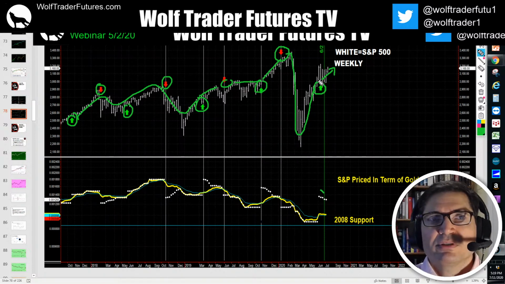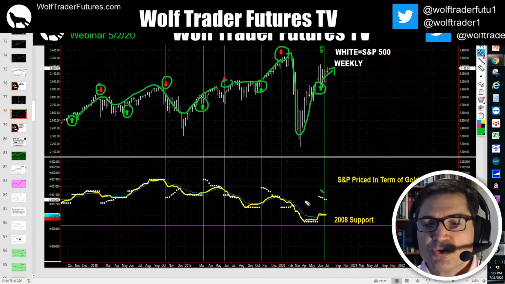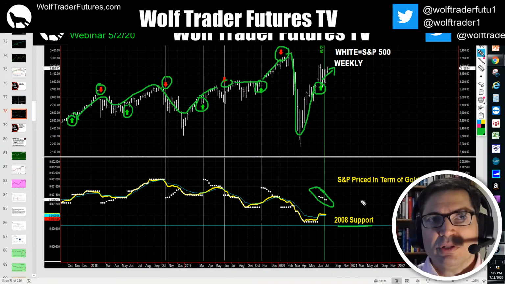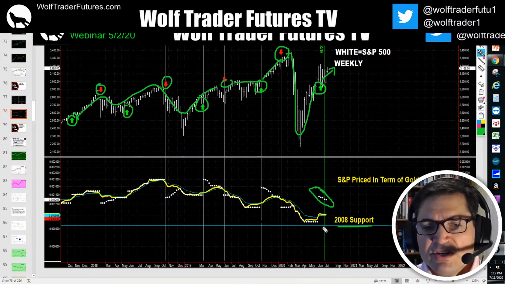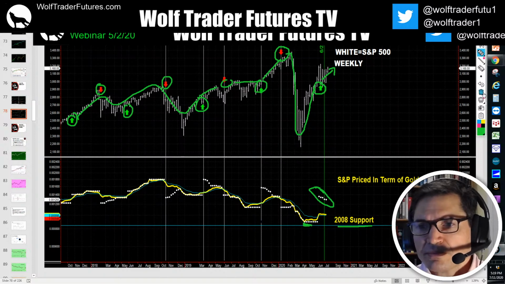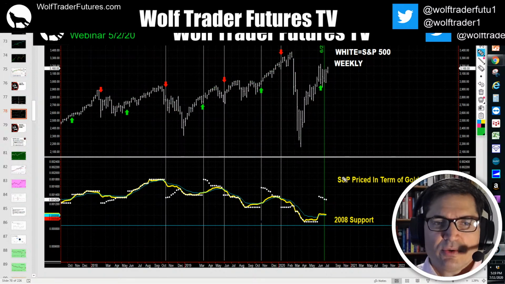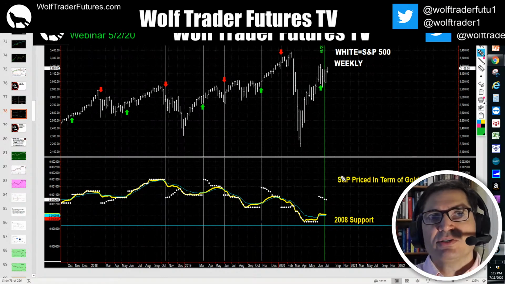Some people believe baskets of commodities are money. But I do track this in terms of gold because it does track the market well. And this went all the way down to a 2008 support level, which was very strong, and it kind of held its ground there. So I think that's a positive sign. So on the weekly time frame, this S&P just looks really, really good.